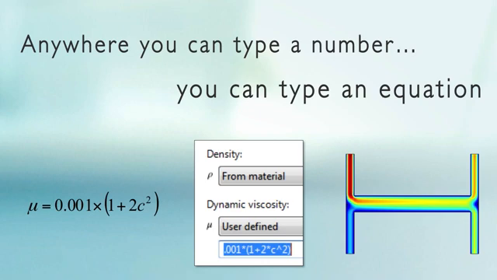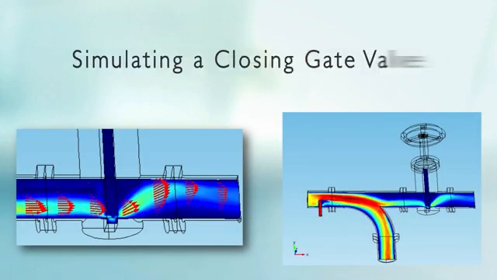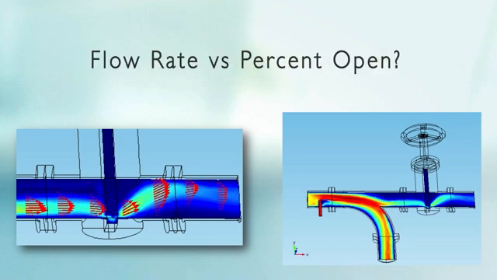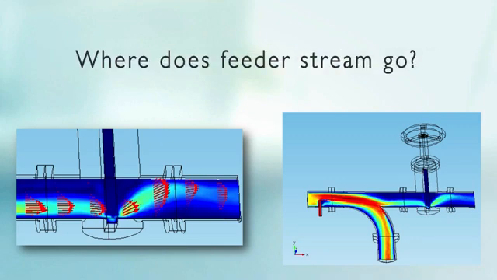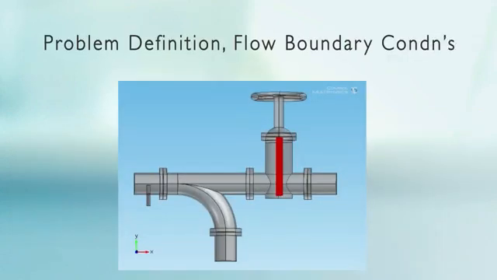So this tutorial is looking at a gate valve downstream of a wye joint in a typical pipe. All right, and the question is, what's the flow rate as the gate closes? And then we have a small feeder stream that's feeding in about midstream, upstream of the Y, and as the gate closes, where does that stream go? So let's talk about the problem itself.